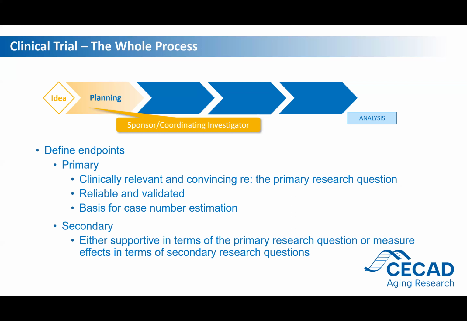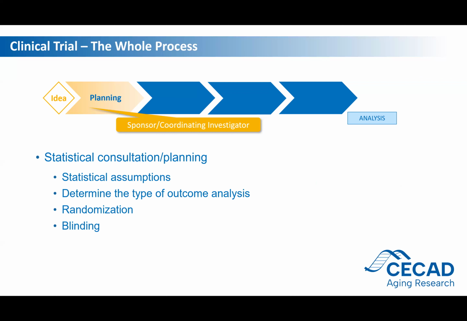Additionally, you can define secondary or even exploratory endpoints that can either support in terms of the primary research question or do answer some secondary or explorative research questions. Following that, as we have just very briefly mentioned in terms of case number estimation, you have to consider your statistical planning. So you have to probably look for some expert and do all the statistical assumptions, determine the type of outcome analysis, the randomization and blinding, if they should be included in your trial, which again depends on what you're actually looking at.